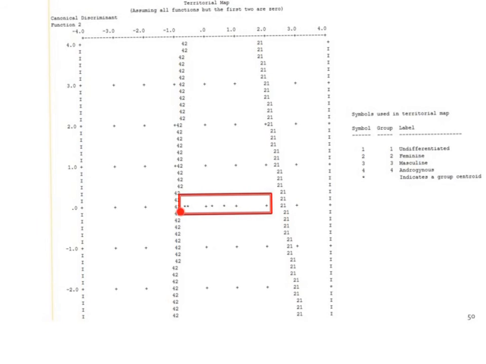So over here, this first asterisk is the centroid for androgynous. Then we have the centroid for feminine, masculine, and undifferentiated is farthest to the right. So you can see we're really not pushing those centroids very far apart.